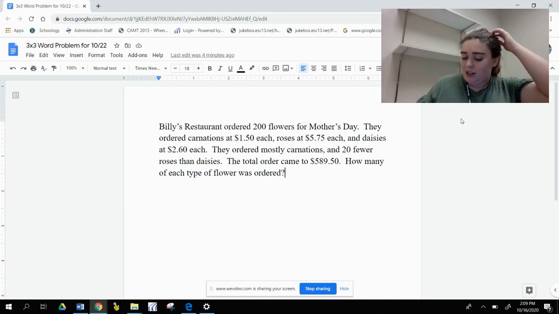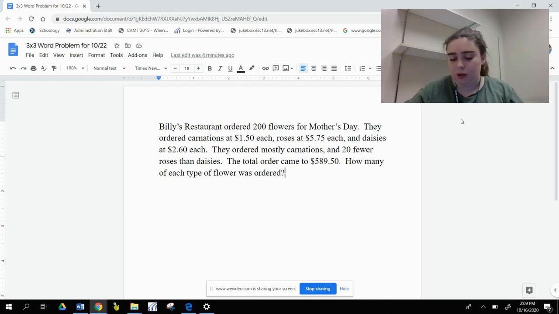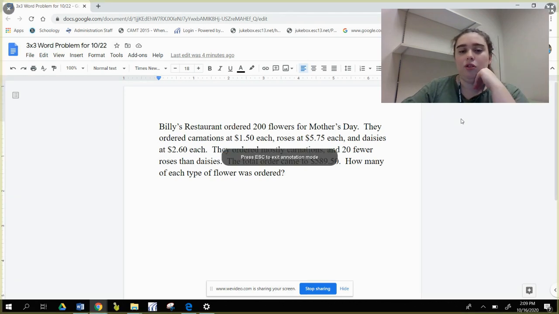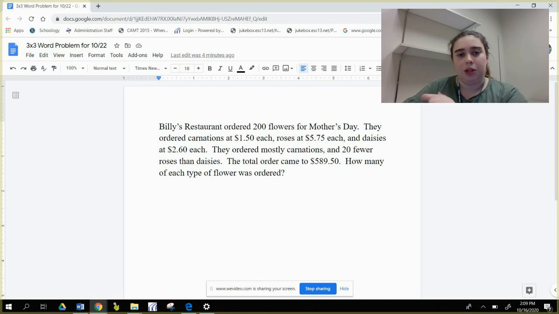I don't know about y'all, but that is a lot of money to spend on flowers. But let's look at first, what are we trying to find? If you remember on Monday, what we were trying to figure out was how much each item cost, and that was going to be our variables. Here we're trying to find how many of each flower type was ordered: how many roses, how many carnations, and how many daisies. We don't know that, so that's going to be our 3 variables.